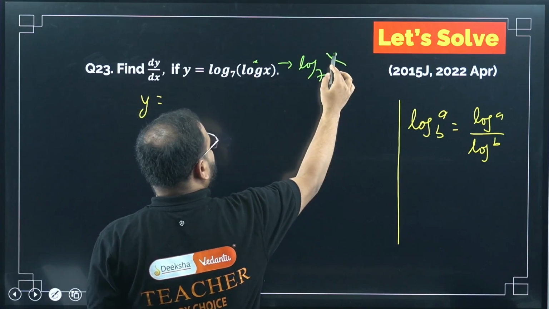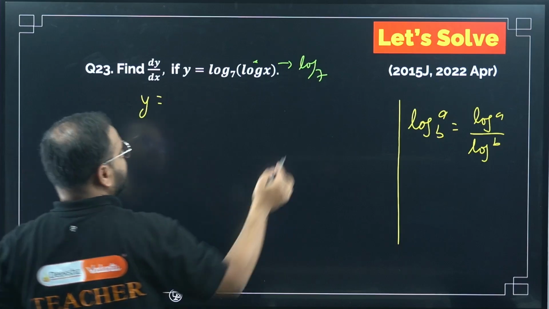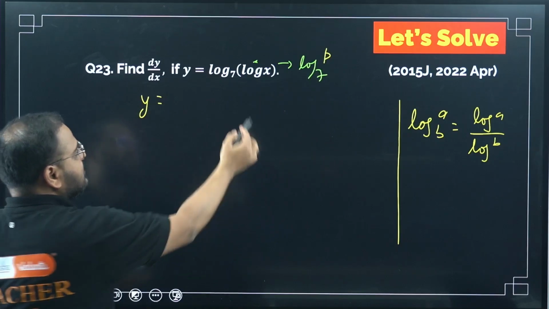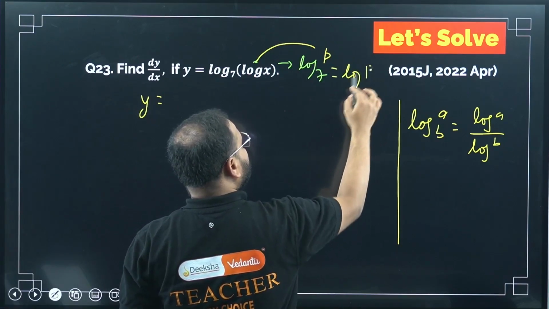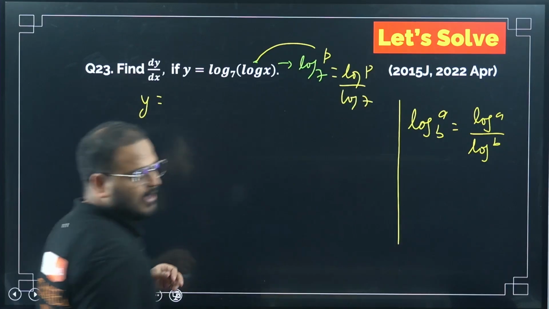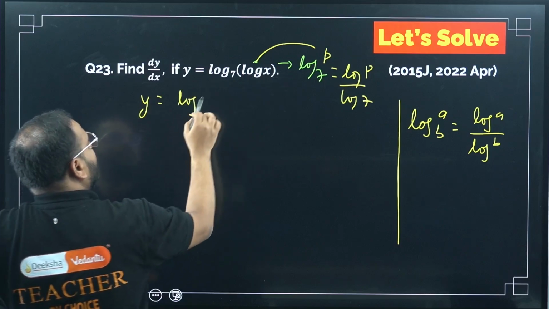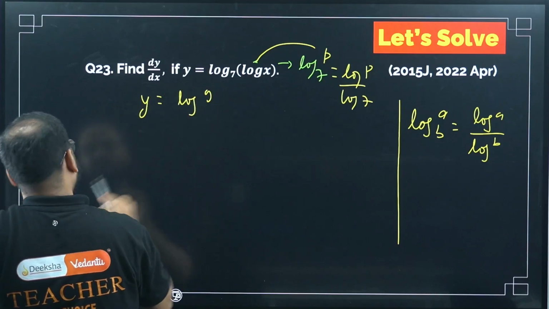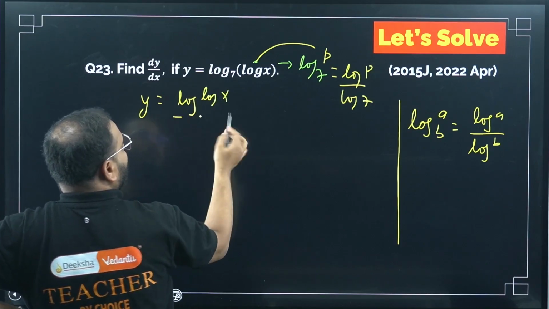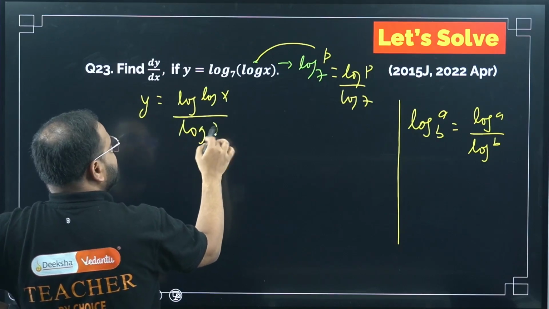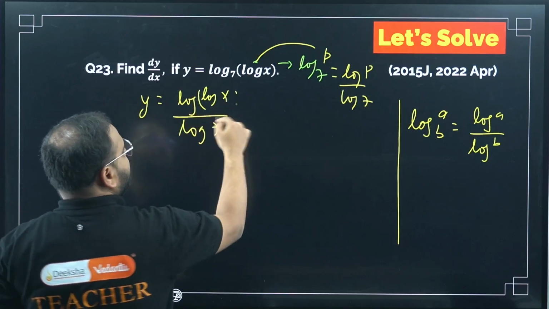I'm writing this log x as, maybe some other variable, since y is a function. Let's take it as p. So log p, where I'm taking log x as p. I can write simply log p upon log 7, yes or no? So log of p means log of log x, upon log of 7. Log of log x upon log of 7. Great, I've used the same formula.